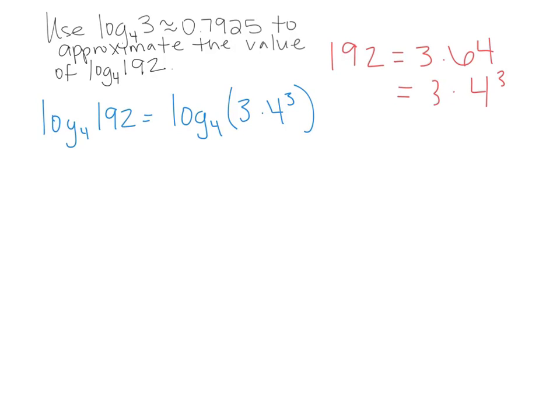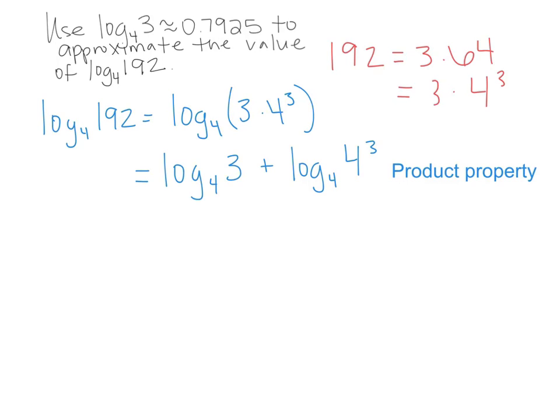So here's where we're going to use the product property. The product property says, if you have a product right here, we can rewrite it as this. So we can rewrite it as log base 4 of the first term plus log base 4 of the second term. The product property tells us that if you have multiplication inside, you can split them up with an addition sign. So we know this. We were given this in the problem, and we had this decimal approximation. So we can rewrite that as 0.7925 because we were given that.